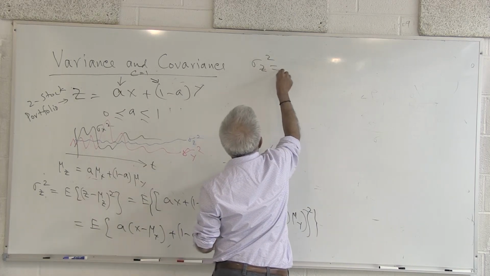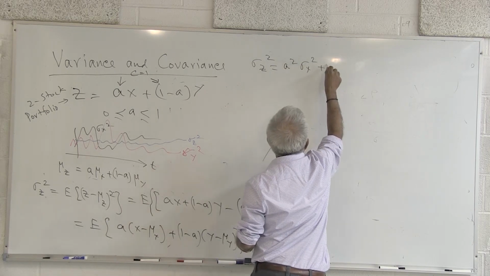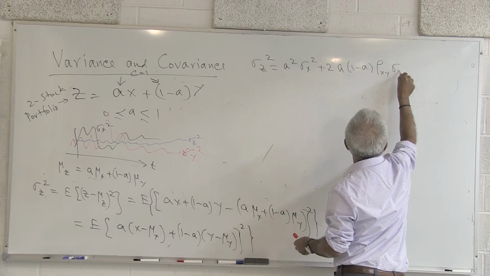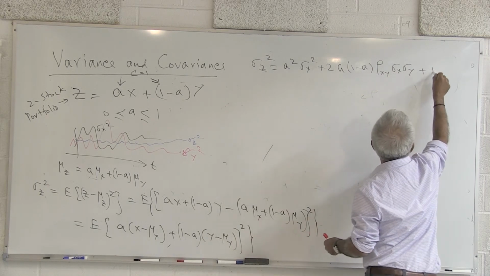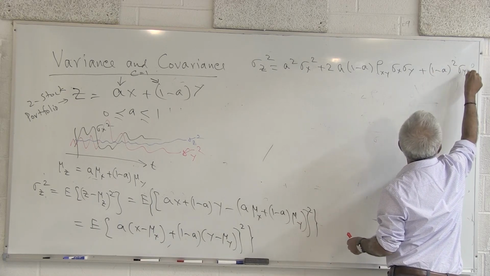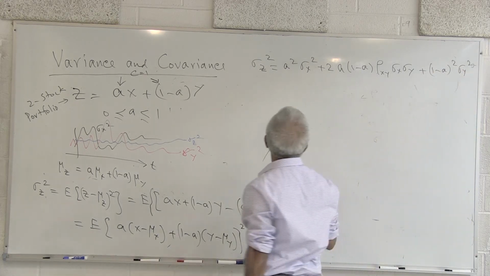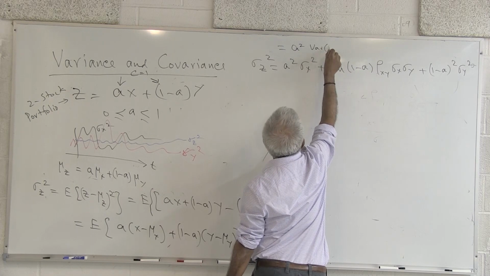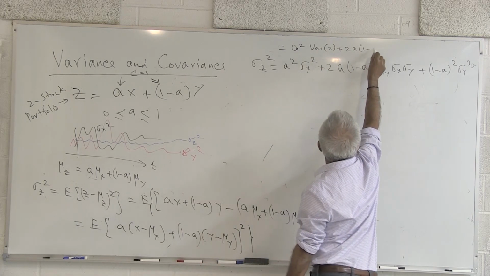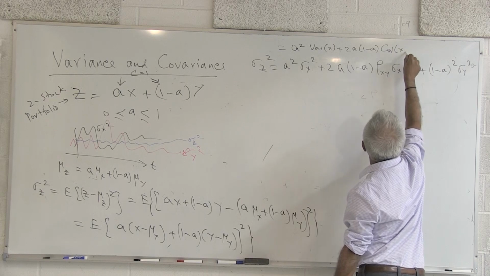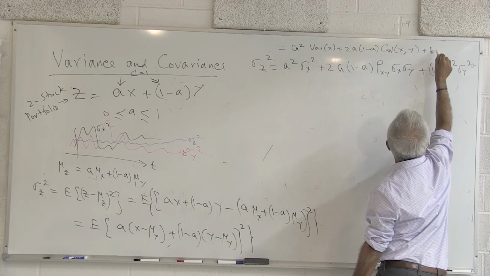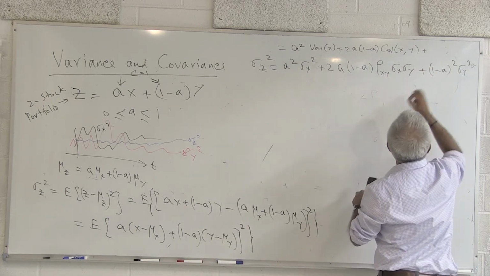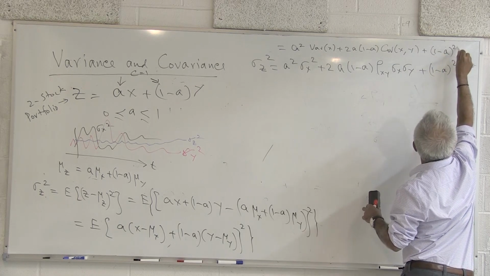So sigma Z squared is A squared sigma X squared plus 2A multiplied by 1 minus A rho xy, the covariance, sigma X sigma Y, plus 1 minus A the whole squared sigma Y squared. So once again, this is A squared, the variance of X, plus 2A multiplied by 1 minus A, covariance of X comma Y, plus 1 minus A squared variance of Y.